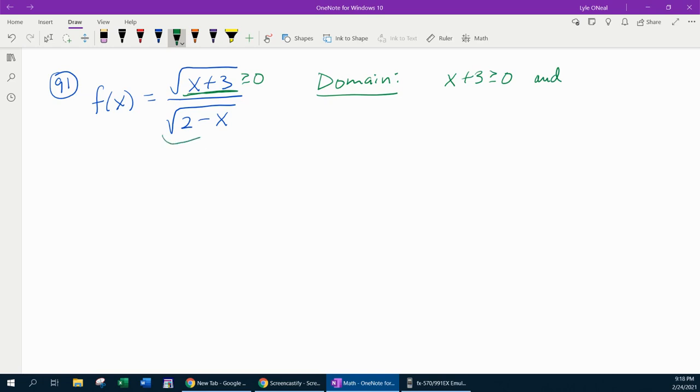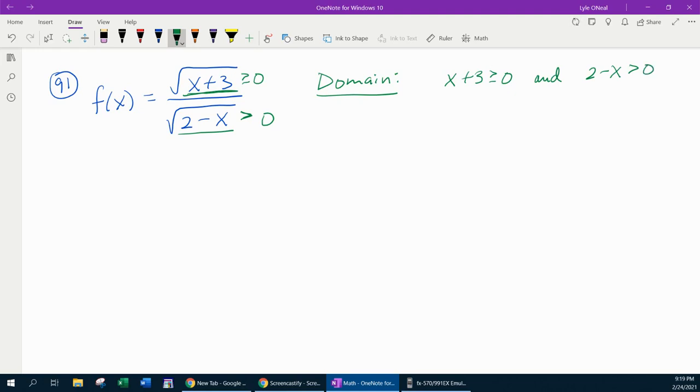and we're going to have a restriction from the denominator. Now, if you remember, the denominator of a fraction cannot be 0. So since the denominator contains a square root, we know that the stuff under the square root must be greater than or equal to 0. But since it's in the denominator, it cannot be 0. So you're going to have to remove the equal to part of that restriction. Okay, so that's going to be the restriction from the denominator. 2 minus x must be strictly greater than 0.